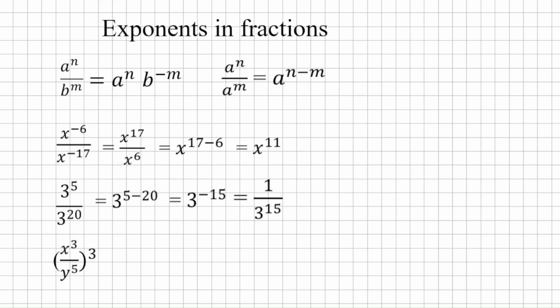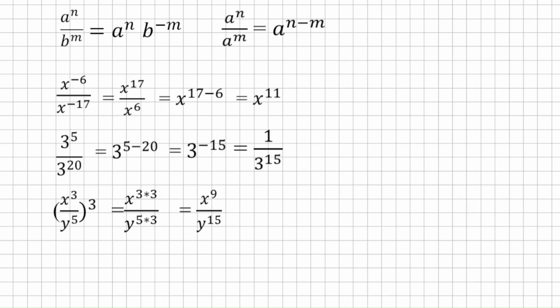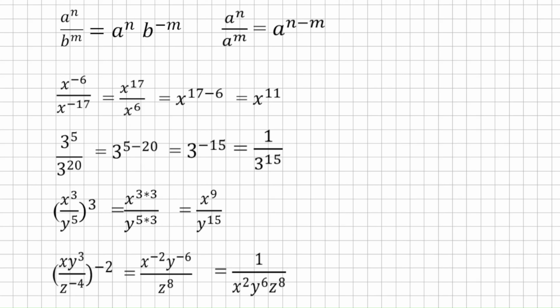For x raised to the power of 3 times y raised to the power of 5, all raised to the power of 3, the exponent of x is 9, and the exponent of y in the denominator is 15. For x times y cubed, divided by z raised to the power of negative 4, all raised to the power of negative 2, the exponent of x is negative 2, the exponent of y is negative 6, and the exponent of z in the denominator is 8. The result is 1 divided by x squared times y raised to the power of 6 times z raised to the power of 8.